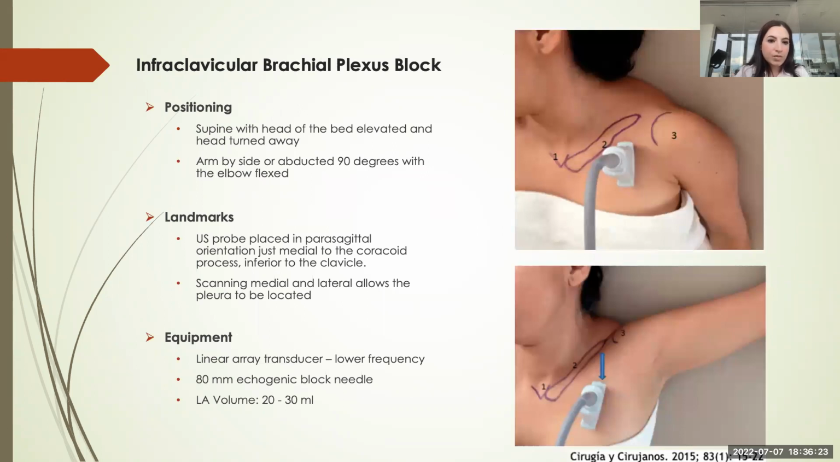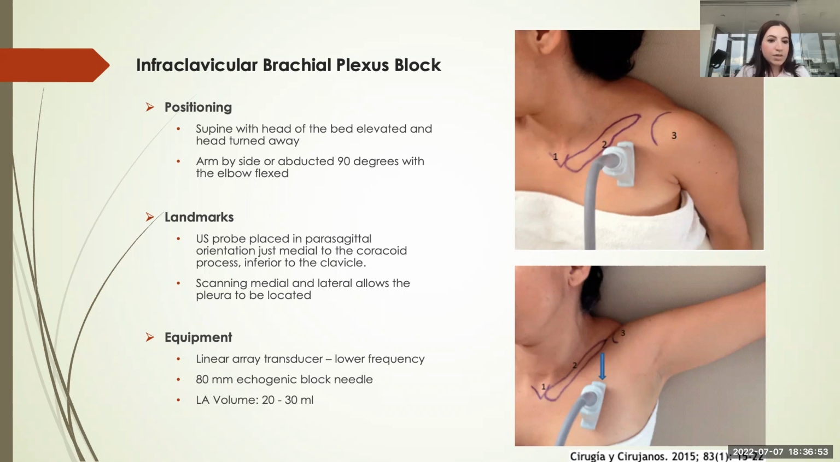Positioning would be the same as a supraclavicular block. The arm can be either situated by the patient, or it can be abducted 90 degrees with the elbow flexed. As you can see here, the arm abduction does raise the clavicle, and it reduces the depth from the skin to your target structures. Alternatively, you can use a curvilinear probe in bigger patients.